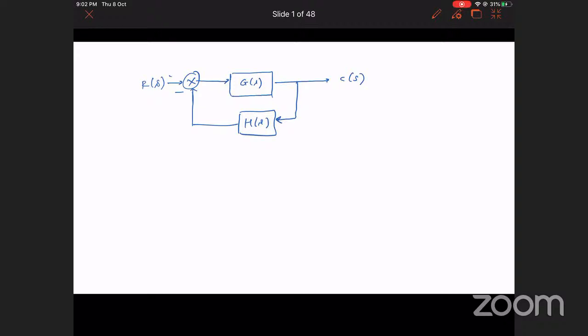So let me assume this is what we call B of s, that is nothing but the feedback signal. Let me assume this is E of s, which stands for error signal. So C of s stands for what? Output in Laplace domain. R of s stands for input in Laplace domain. B of s is the feedback signal in Laplace domain. And E of s is what we call the error signal, guys.